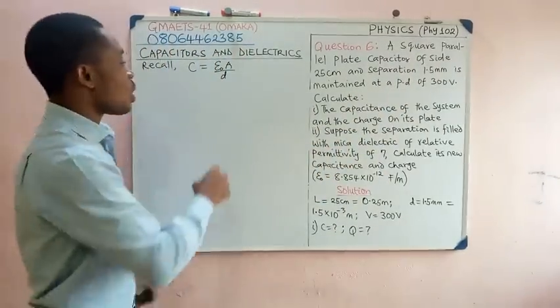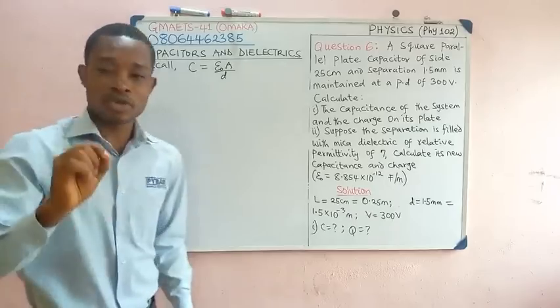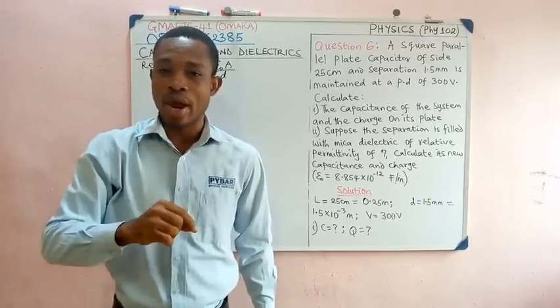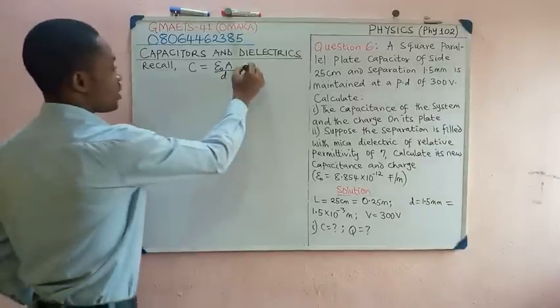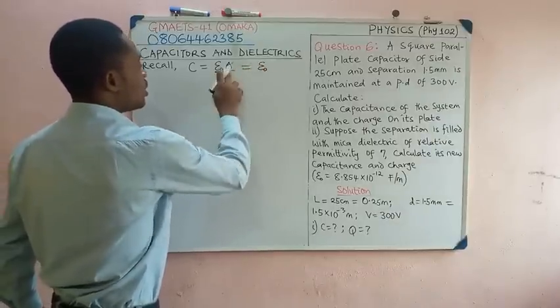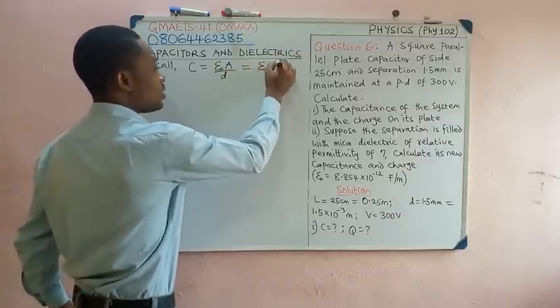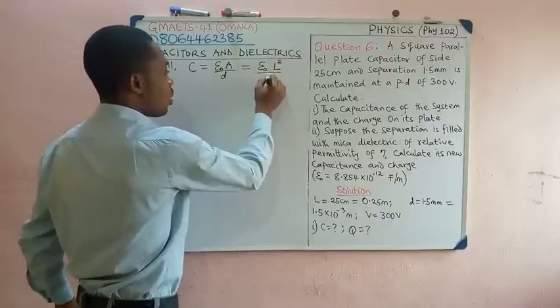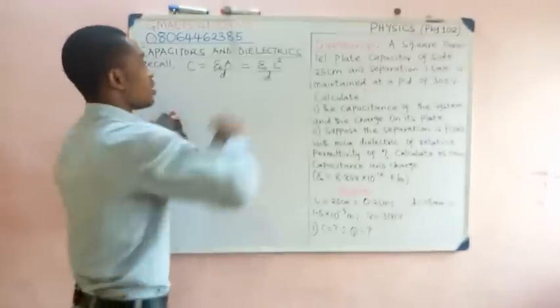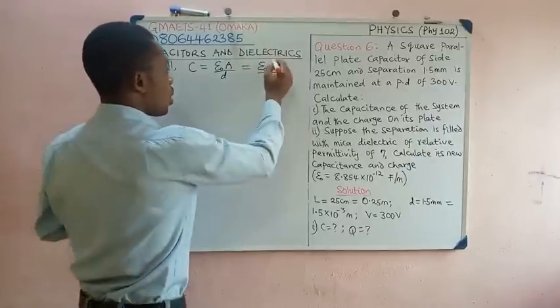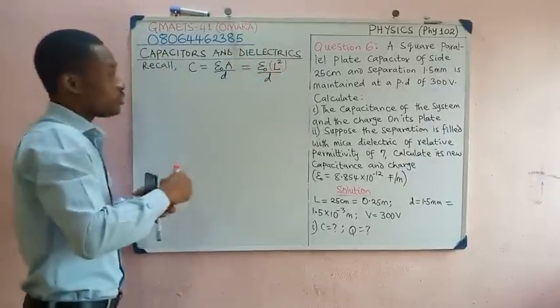So the area of the square, we're going to obtain it, and you know for a square, the area is length square. That is the square of any one of its sides. So it means that this formula is going to be written as this, then area of the square is length square divided by what? The distance of separation. Does that make sense? Take note that this length square represents what? The area of the plate.